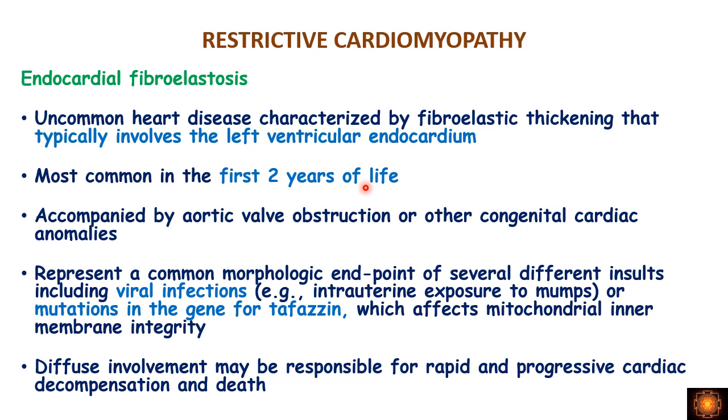Typically it occurs in the first 2 years of life, and it also involves the aortic valve, producing aortic valve obstruction, and the patients also will have other congenital cardiac anomalies. So if the diffuse involvement occurs, the patient goes into cardiac failure and you have cardiac decompensation and the death of the patient.